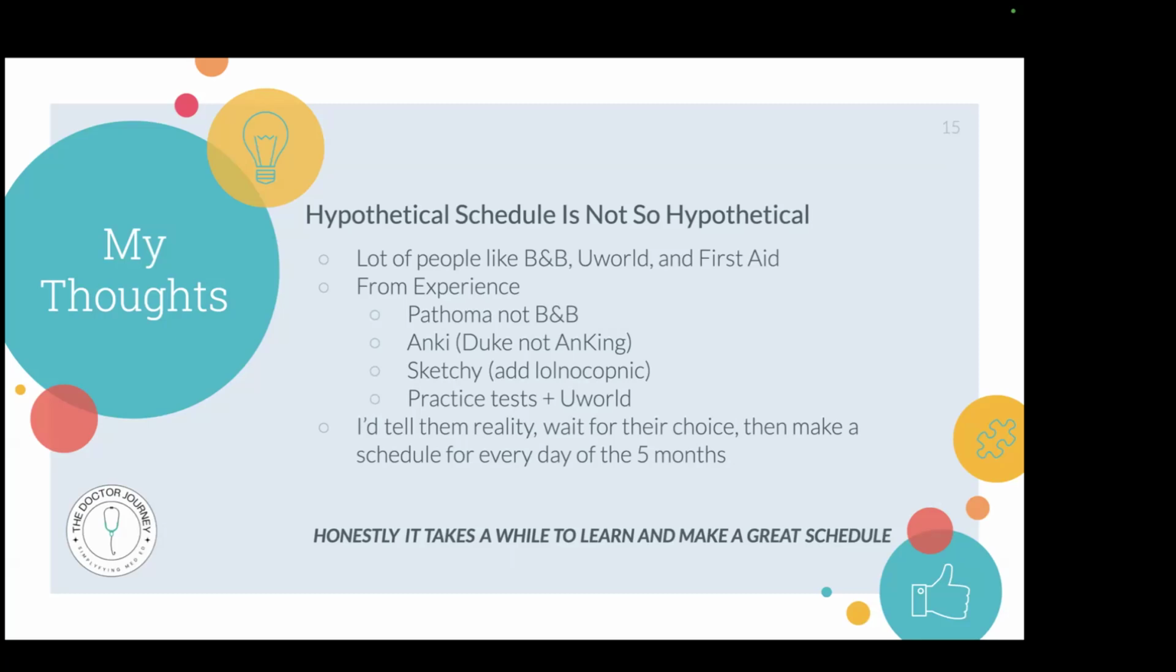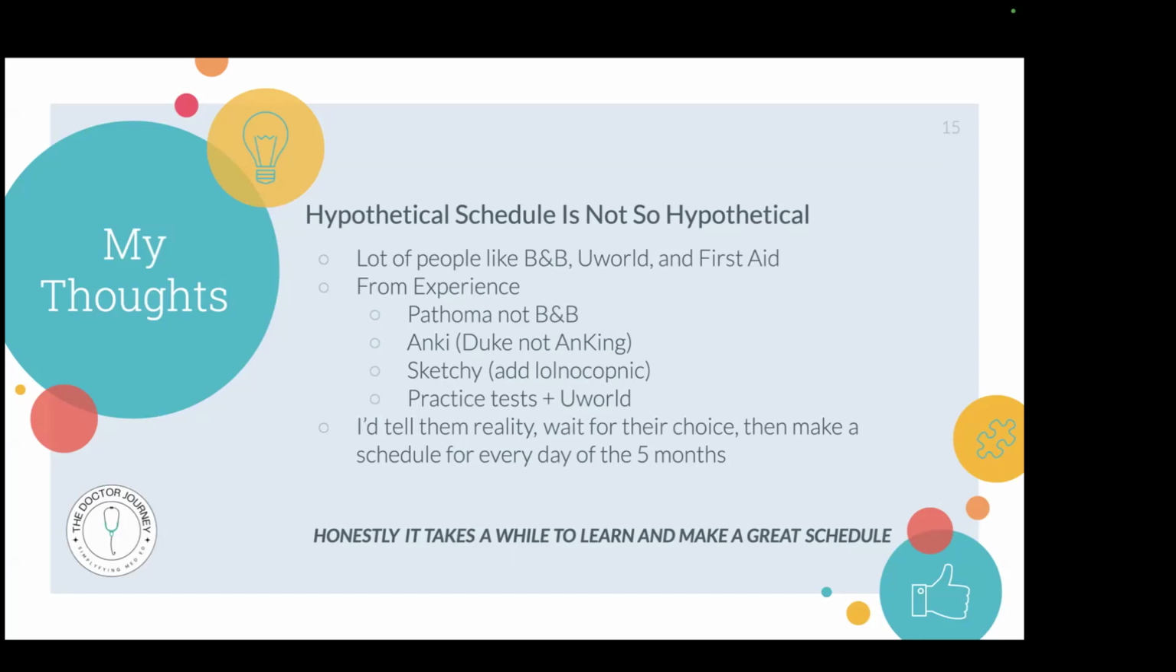And then you want to add on the Sketchy Anki, which is the next bullet point. You want to watch Sketchy, and you want to watch the pharm and the micro. Really, really key. In my experience alone, I raised my test score 20% by just learning all the Sketchy micro and pharm. And the deck for Sketchy on Anki is called LOL No Kopernik. You can look it up, free to download. That's the one you want to do in addition to Duke. After that, you want to do practice tests plus UWorld. This student already had that planned.